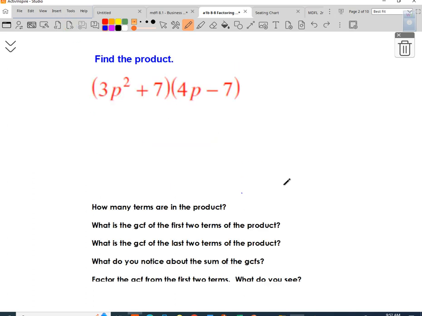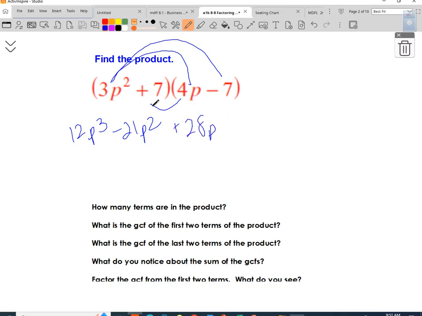Alright, so, real quick, you don't have to write anything yet. I'm going to do this real quick. 12p cubed plus 21p squared minus 49. You're not writing anything right now, you're just paying attention. This is all stuff that you've done, right? We multiplied these 2 binomials, and we got these 4 terms that can't be combined. So how many terms are in the product? Remember, the product is the answer when you multiply something. It's 4 terms. 4 terms are what we're going to be factoring.